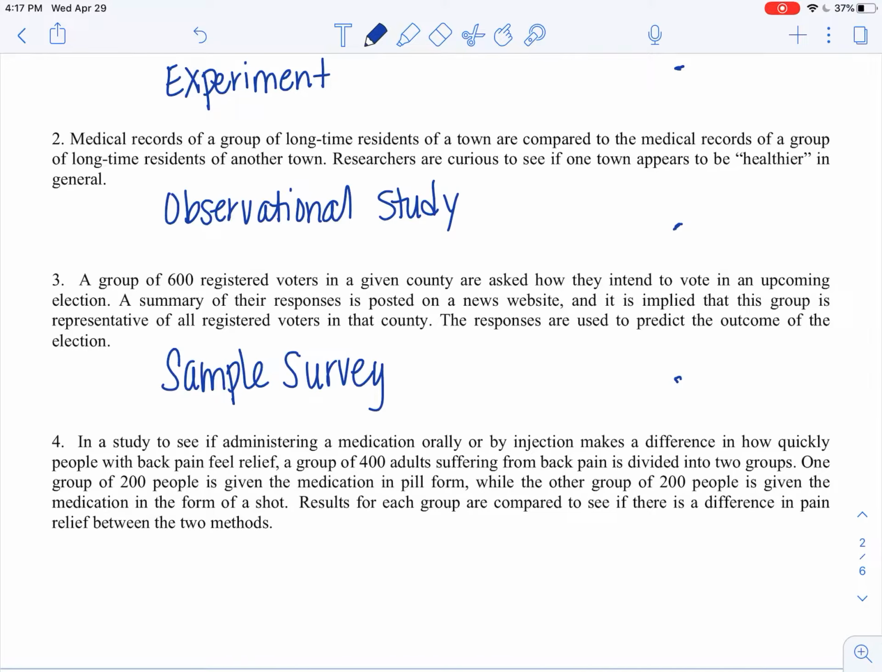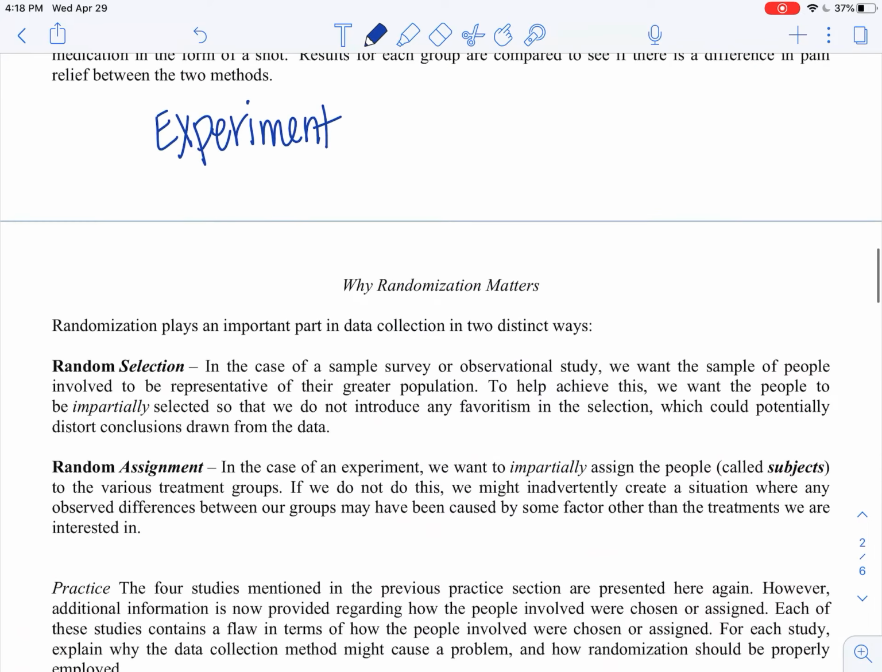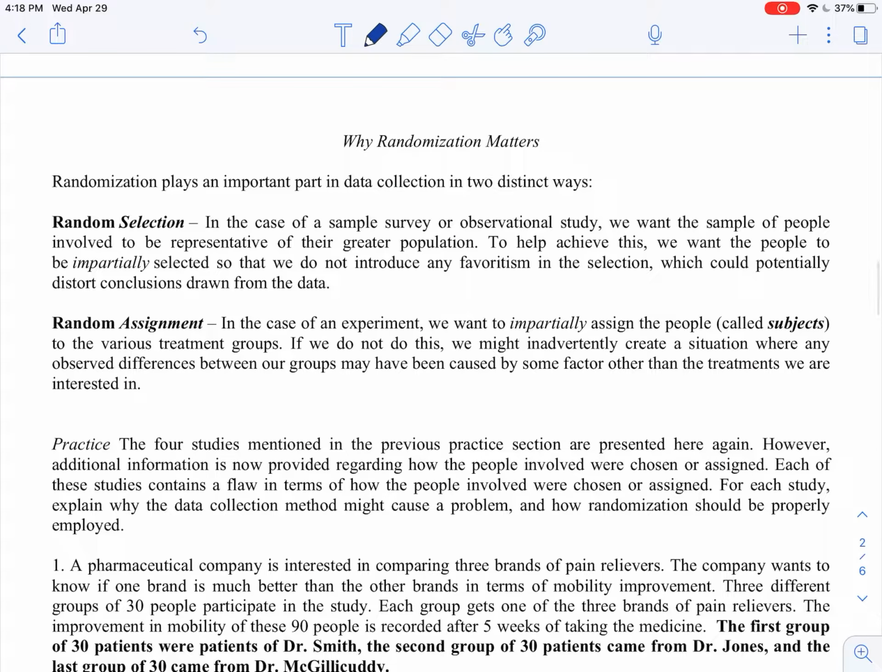Okay, take a look at the last one. In a study to see if administering a medication orally or by injection makes a difference in how quickly people with back pain feel relief, a group of 400 adults suffering from back pain is divided into 2 groups. That's your key right there. Divided into groups, and you're looking at the effectiveness of some sort of back pain relief. Okay? So that's a perfect example of an experiment because you're breaking into groups and giving each group a different treatment.